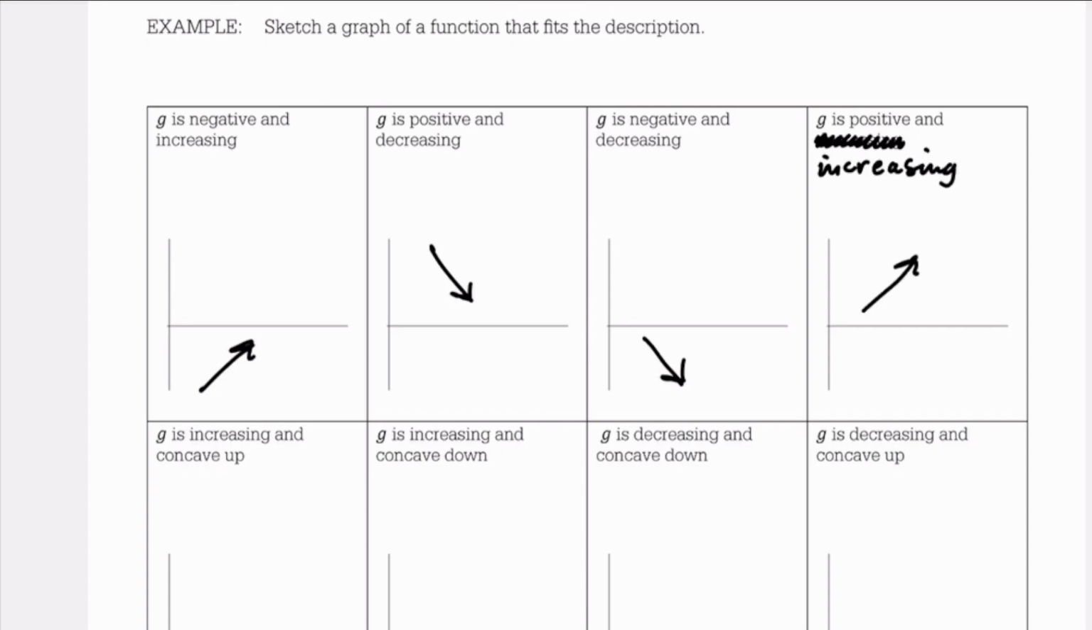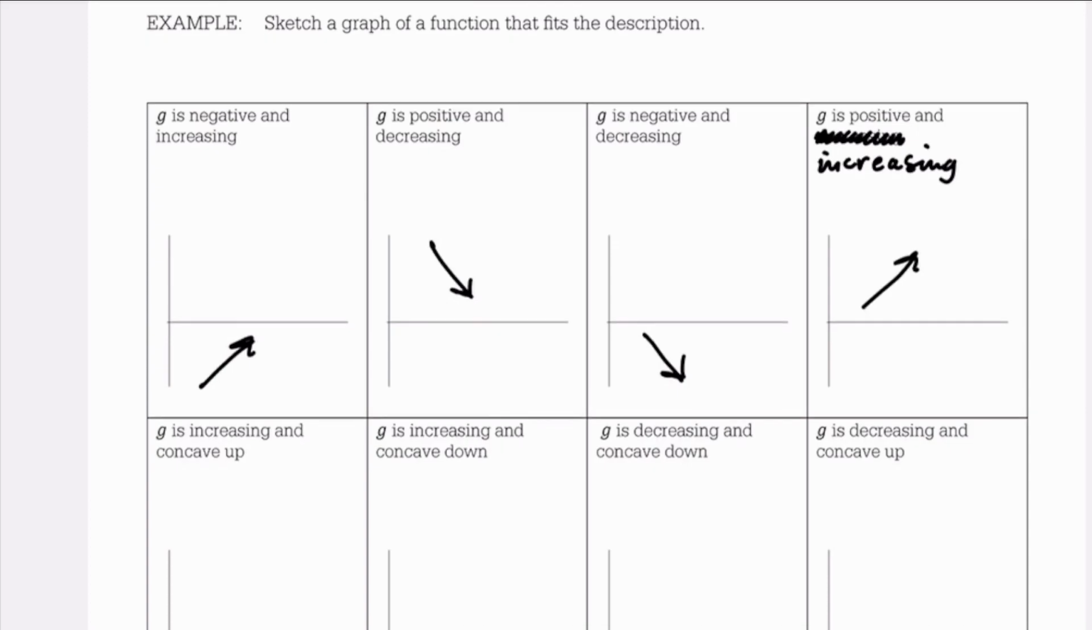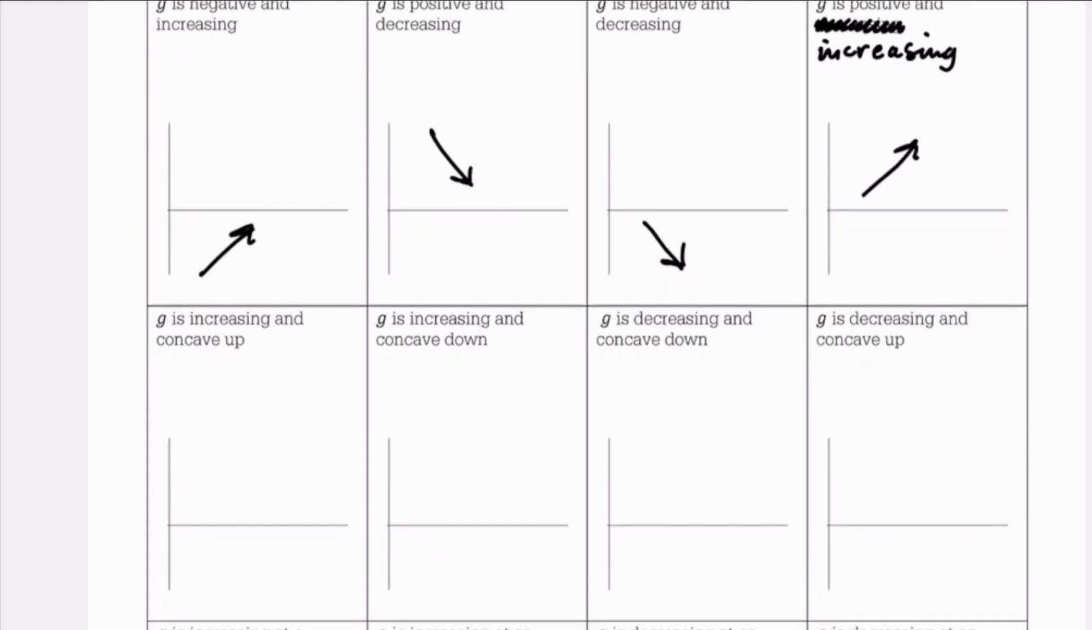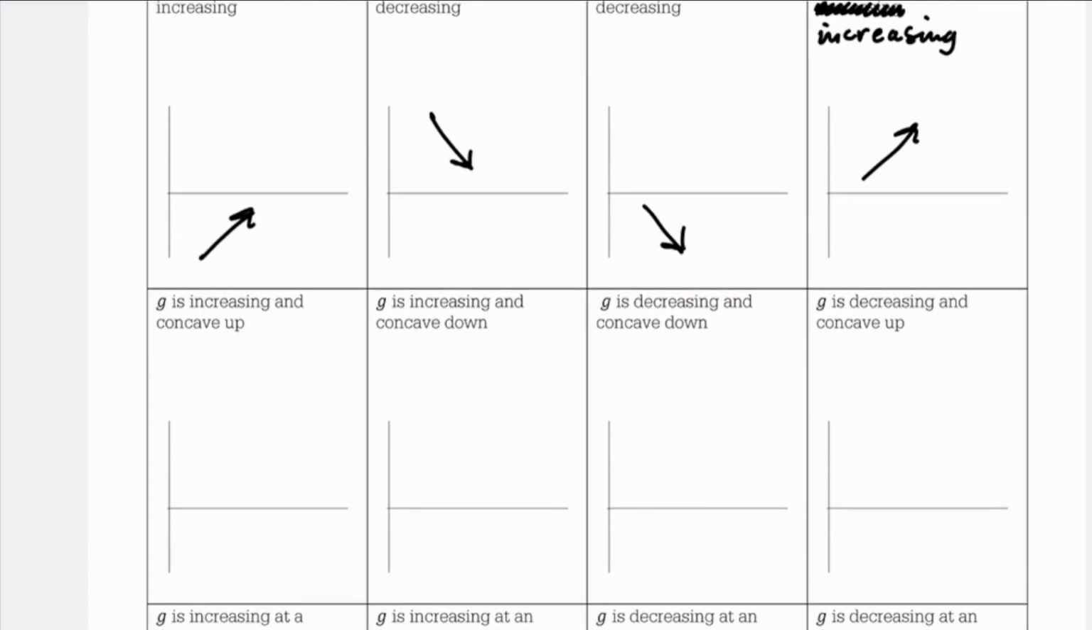Positive and increasing would look like that. It doesn't have to look like that, but just in general, it's positive and increasing. It's above the x-axis and it's going up. Okay, increasing and concave up. Remember, increasing is going uphill and concave up is smiling.